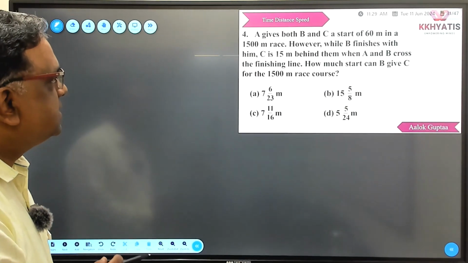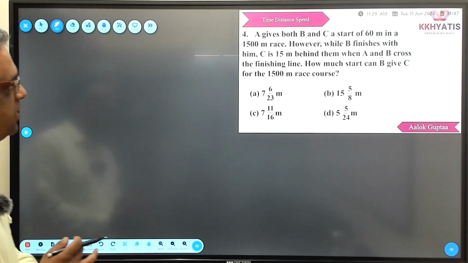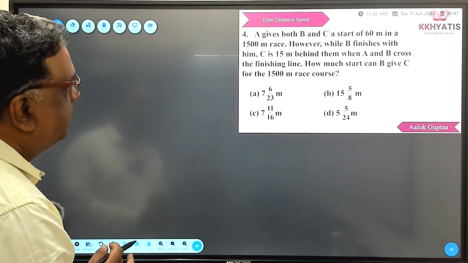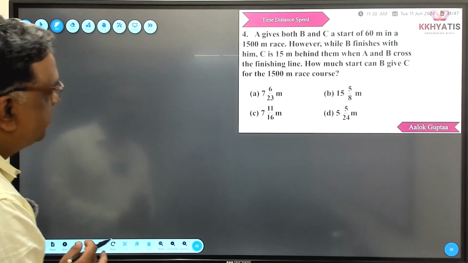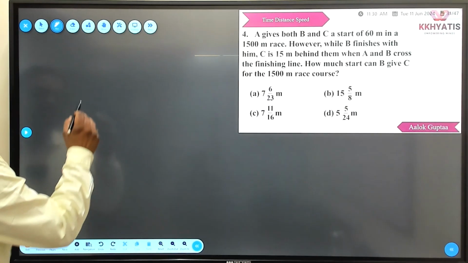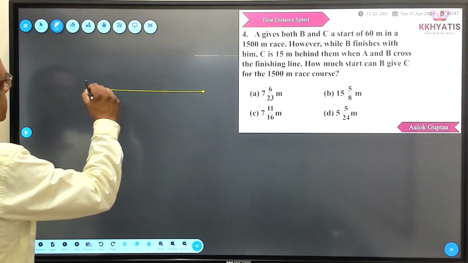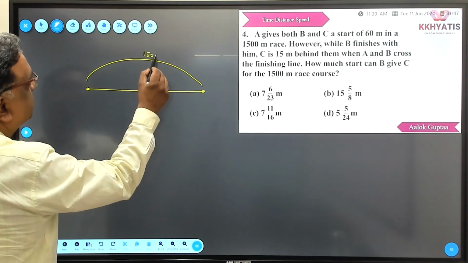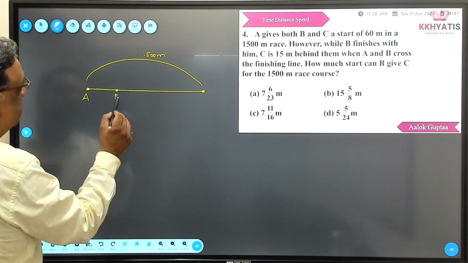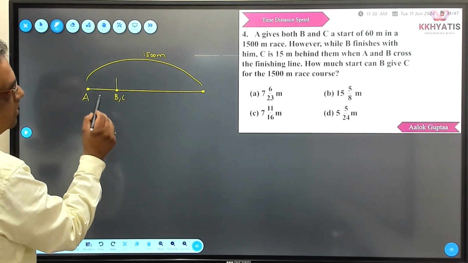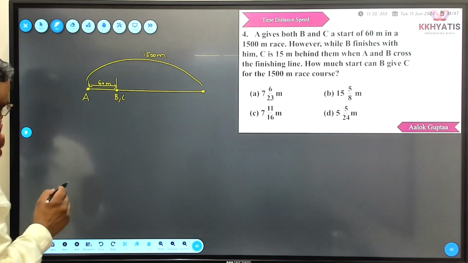A gives both B and C a start of 60 meters in a 1500 meter race. However, while B finishes with him, C is 15 meters behind them, and when A and B cross the finishing line, how much start can B give C for a 1500 meters race course? So very simple. At the start of the race, this is a 1500 meter race. A is here, B and C are here, which is 60 meters ahead, right?